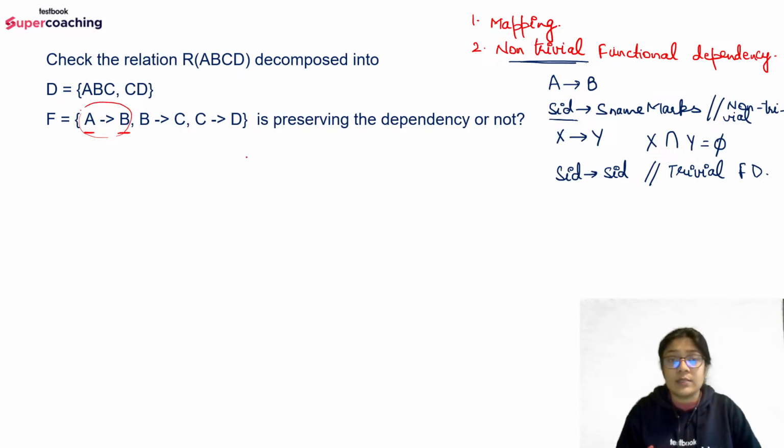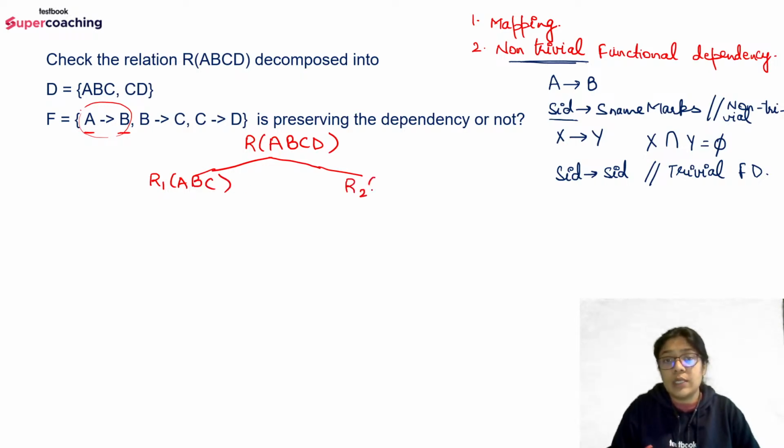So let's write here the decompositions. Relation R having four attributes A, B, C, D. This is decomposed into 1 and 2 sub-relations. Okay, so this is R1 having the attributes A, B, C. R2 having the attributes C and D. Now, first of all, we'll try with the mapping method. Method 1, mapping.